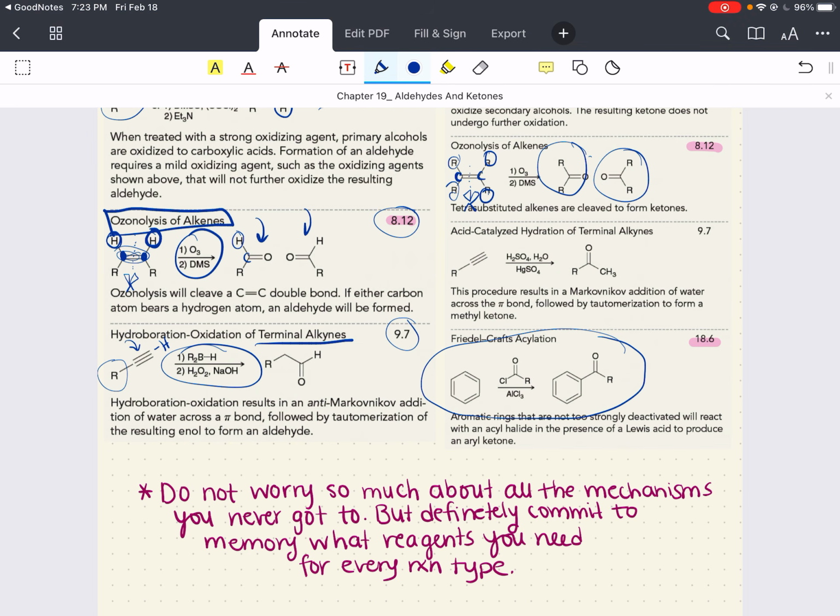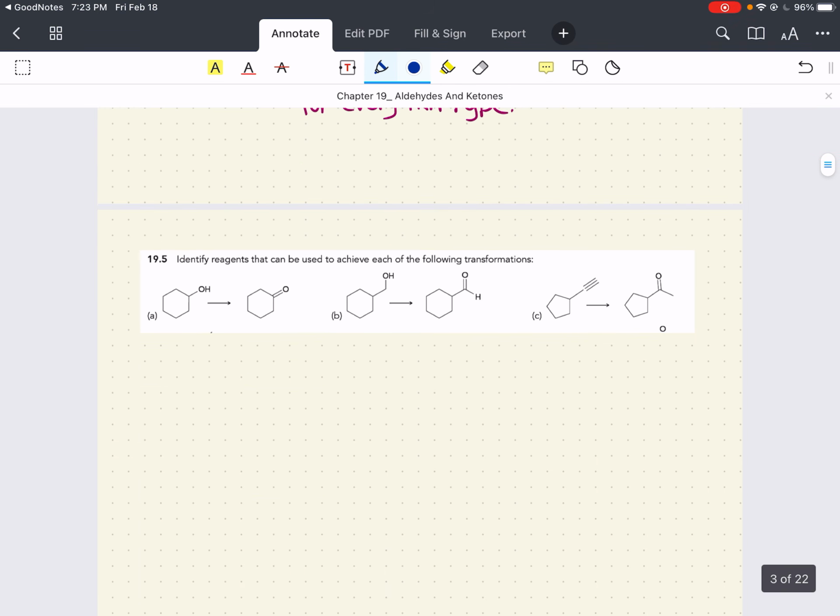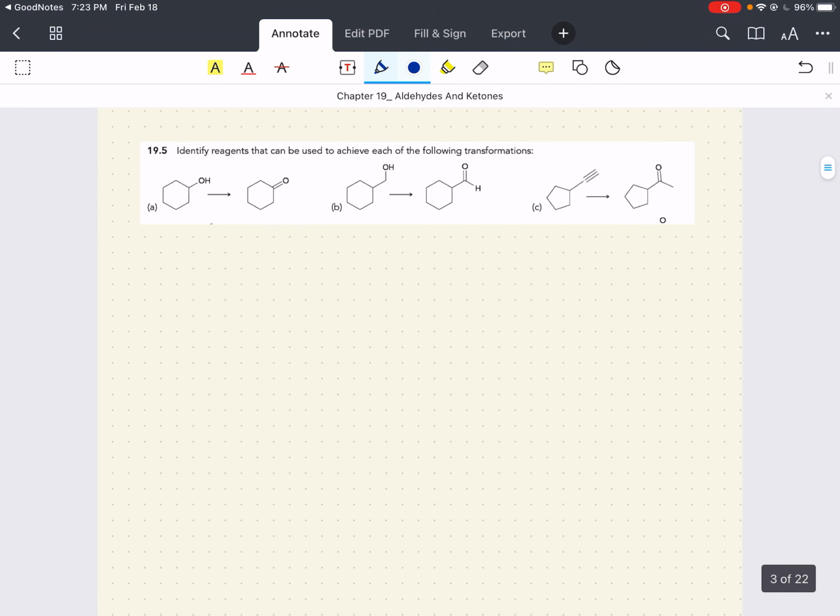But really, we don't need to focus too much on the mechanism right now to get us through this chapter. So let's just do some quick practice problems to make sure we know how to prepare ketones and aldehydes. We're going to look at A right here. We need to identify the reagents that can be used to achieve each of the following transformations. So we're going from this to this.